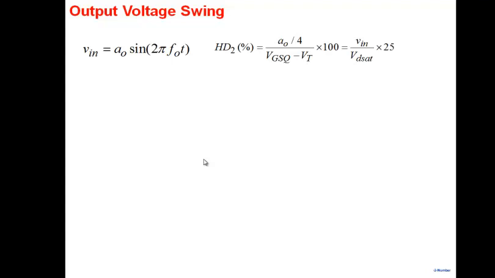HD2 percent is A0 by 4, VGSQ minus VT into 100. Note that A0 is nothing but the amplitude of V. When I write V in here, it means amplitude, not the sinusoid part here. So V in by VD sat into 25 here.